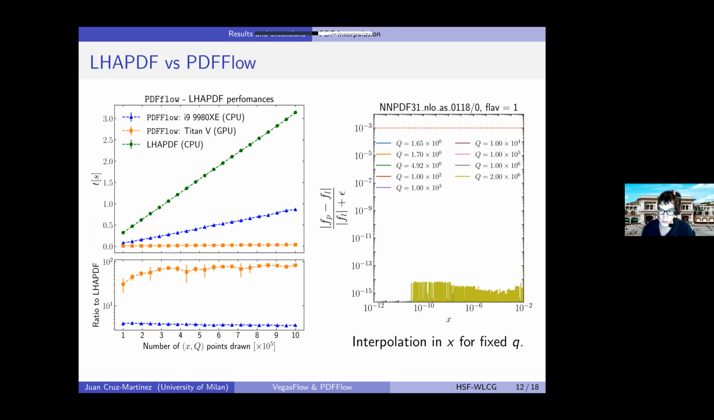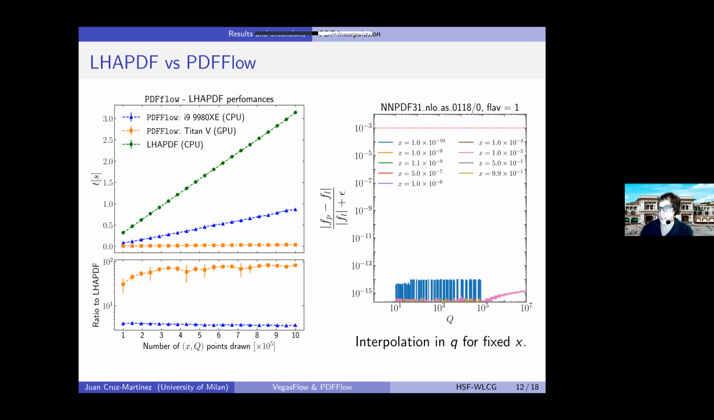Now to show some quick results. Let me start with LHAPDF and PDFFlow. As I said before, the interpolation algorithm is exactly the same. So as you would expect, the precision is perfect between both tools. We are talking numerical precision here. All tests are done using double precision, be it for the interpolation in X for a fixed Q, or for the interpolation in Q for a fixed X.